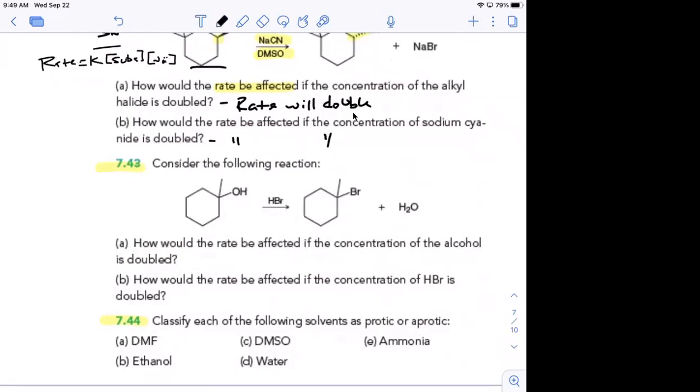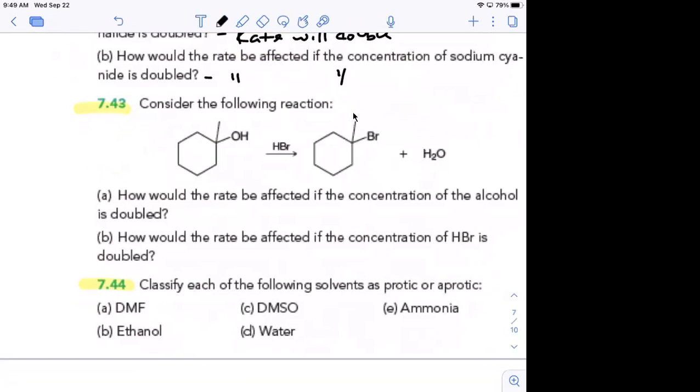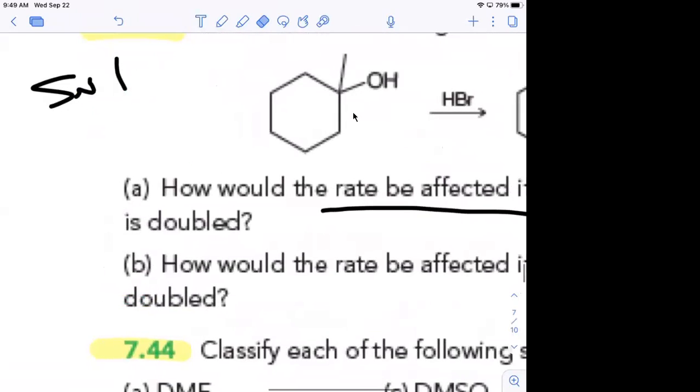All right, let's look at 743. What do you think? What type of reaction is it? What mechanism did it go through? SN1. Okay, great. I agree. It's an SN1. So again, the first question is about the rate. What's the rate law for SN1? R equals k times the concentration of the substrate.